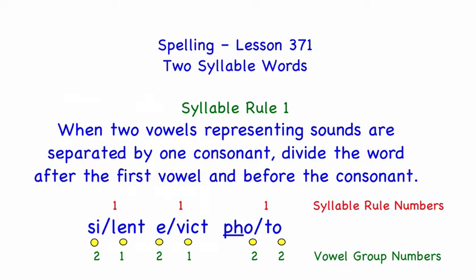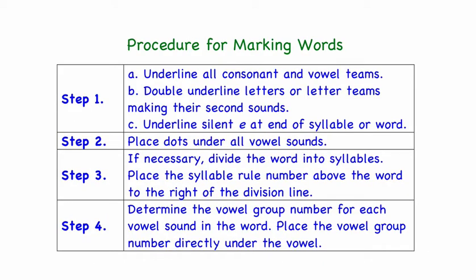Now before I begin the dictation of the words in lesson 371, let's review the marking procedure for words that we are spelling, because we don't just spell words, we also mark them. Step 1, underline all consonant and vowel teams in a word. Double underline letters or letter teams making their second sounds. Underline silent E at the end of a syllable or word. That's step 1. After you've done that, go to step 2. Place dots under all vowel sounds. Now we're going to use yellow dots in this marking system on the screen you are looking at. Obviously, I don't expect you to have a yellow crayon or marker of any kind, so just place a black dot under each vowel that represents a sound in each of the words.